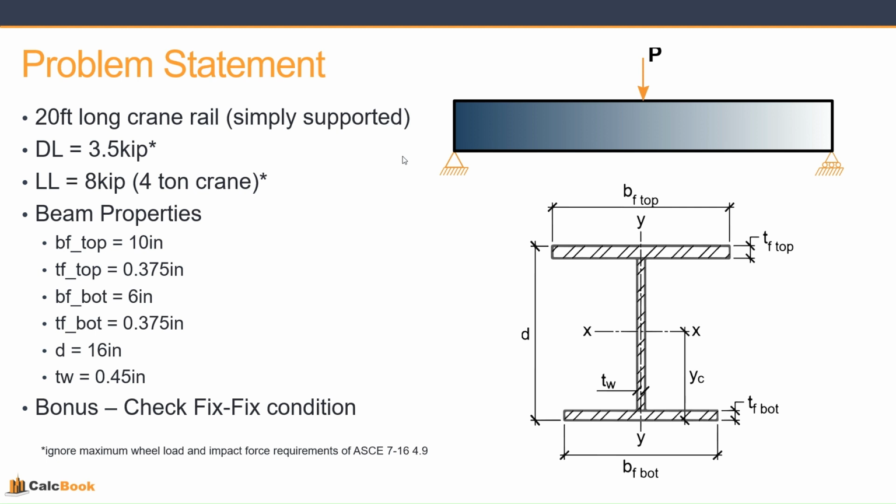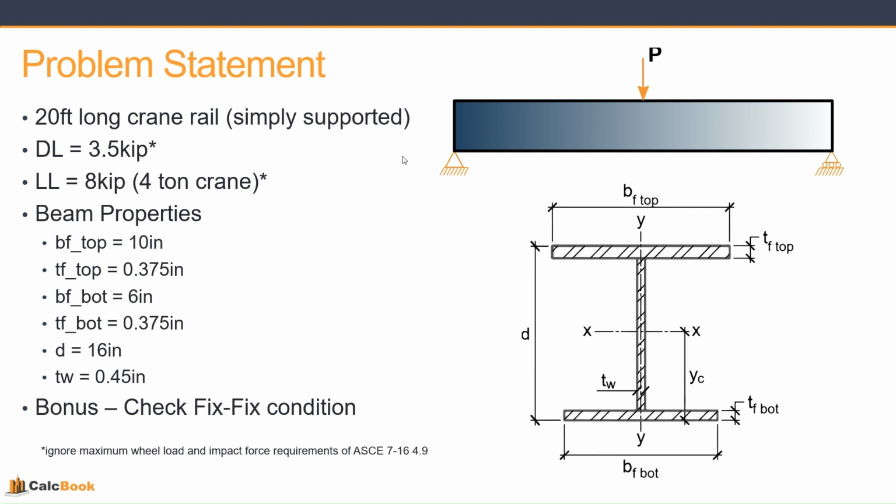And just to note here, we're going to do a simplified version of the loading. There are some very specific requirements about maximum wheel load and impact force in AISC 7. So if you are going to be doing a crane rail design, be sure to look at those impact force requirements and the different load combinations required around that. We're just going to be simplifying that, though, and just using a dead load and live load as shown.